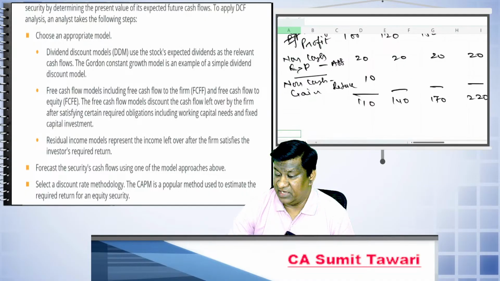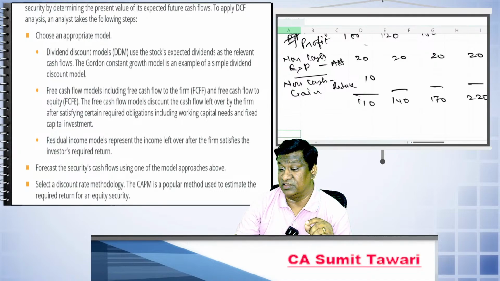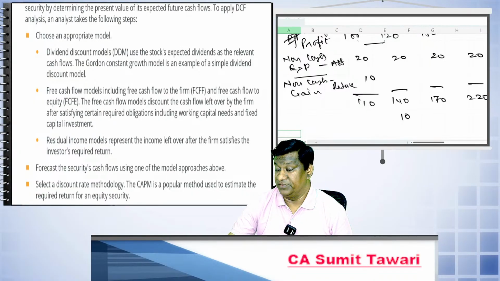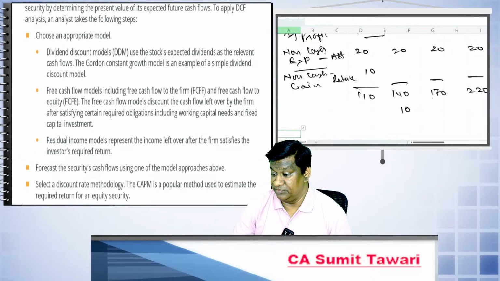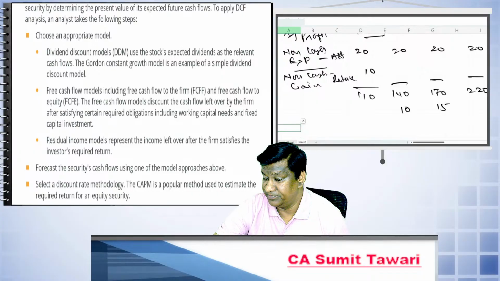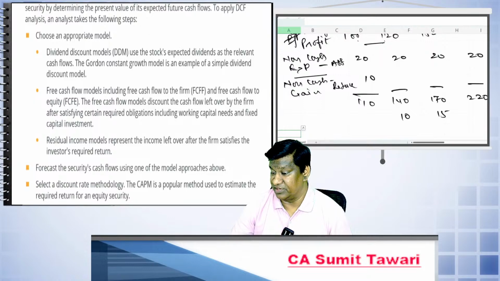As I already informed, fixed asset is a one-time investment. But every year, because my sales increase, whatever the increase, I need to invest 50% as working capital. So here, 100 to 120, so 10 I need to add here as working capital. Then 120 to 150, 30 means 15 working capital. And then 150 to 200, so 25 is my working capital addition.